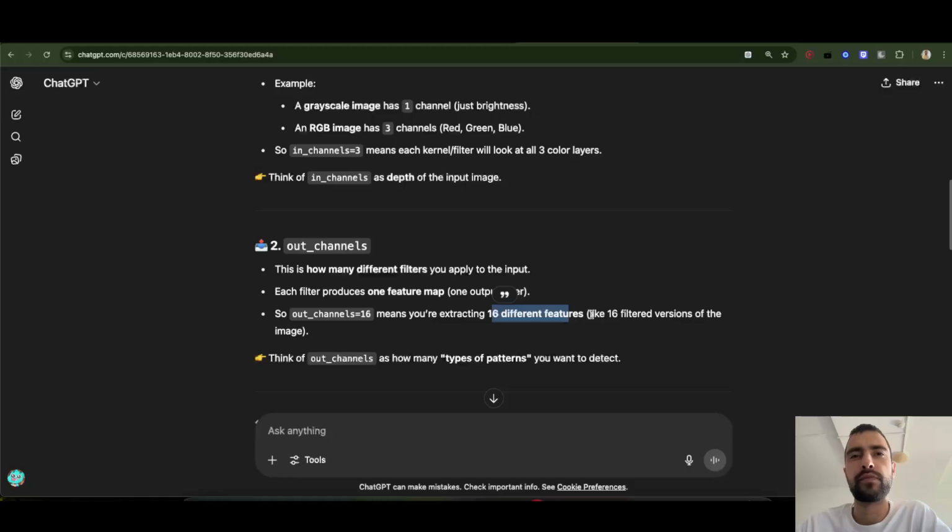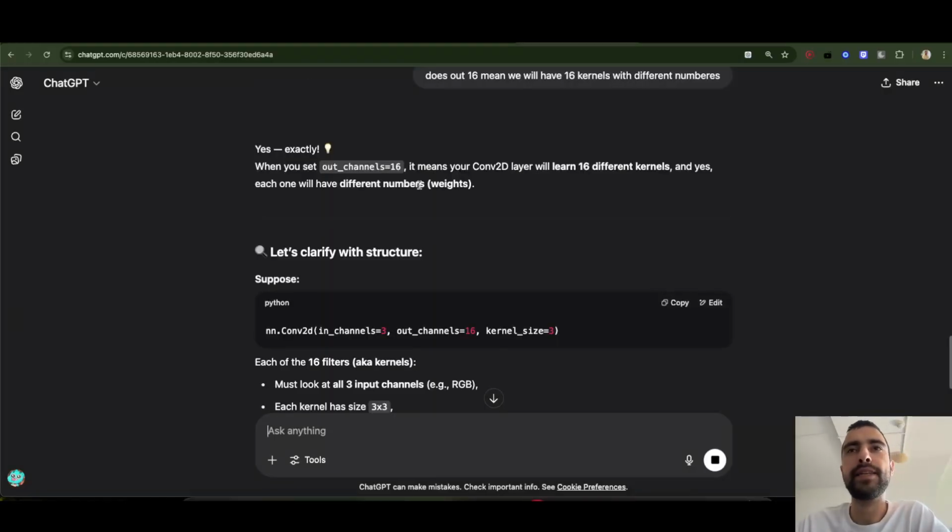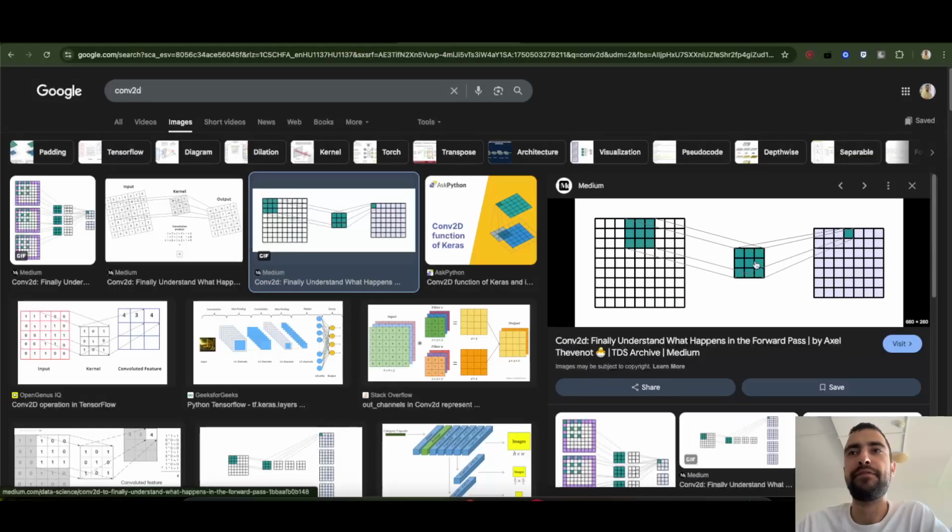So that basically means you will have 16 different kernels with this kernel size. Each kernel will have some different numbers. And so each of the 16 kernels will transform these pixels on the image in some different way. Maybe it will make some edges sharper or maybe more blurred.